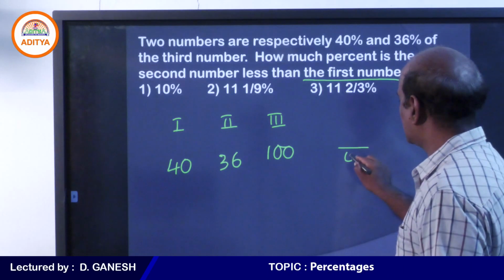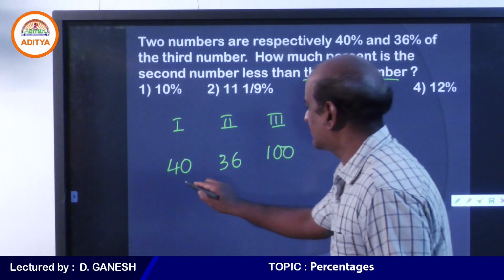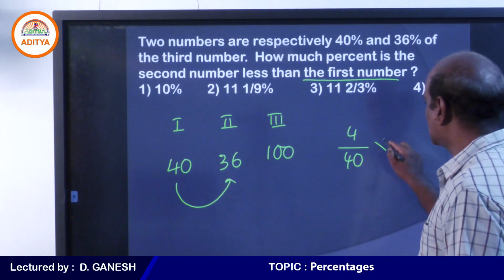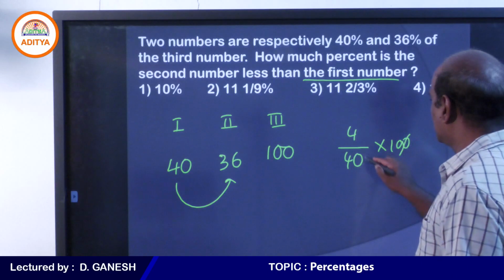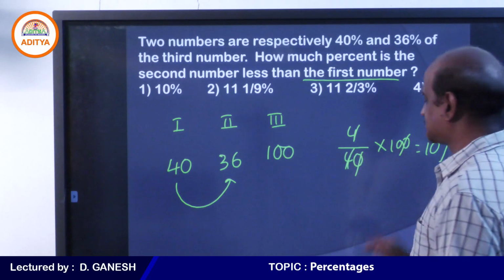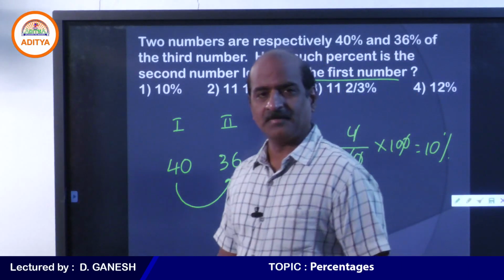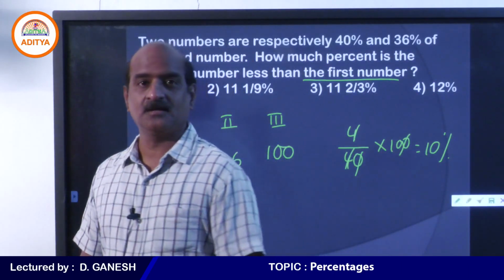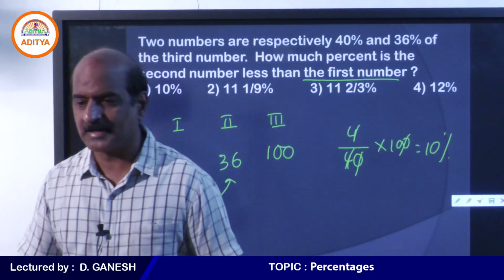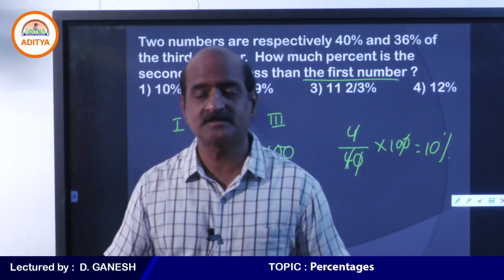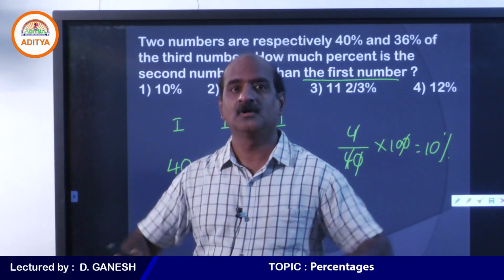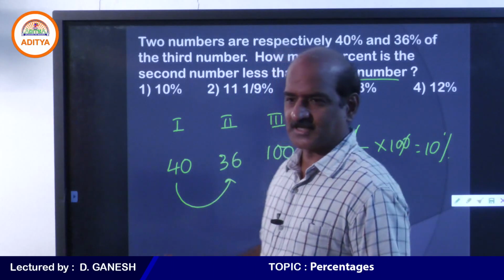Again, you have to compare with the first number. So, when comparing with the first number, how much percent is the second number less? 4 less. Therefore, my dear students, if you cancel, your answer will be 10%. So, when comparing with the first number, the second number will be 10% less. Do you understand that? First and second numbers are 40 and 36, neither more nor less. I hope you understand this.